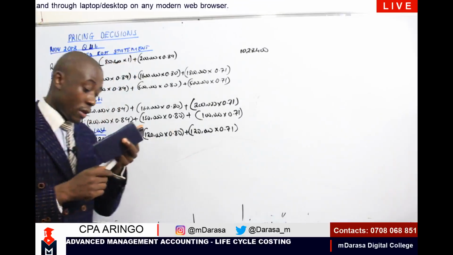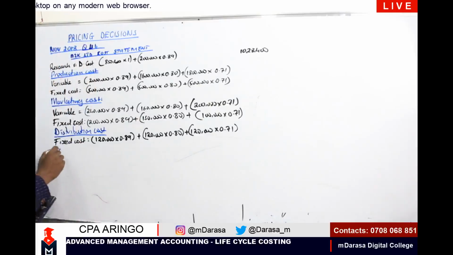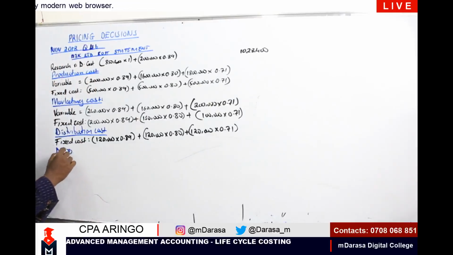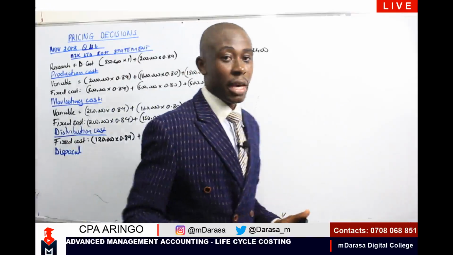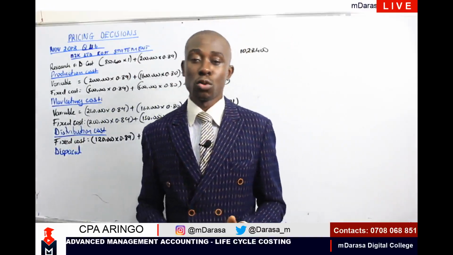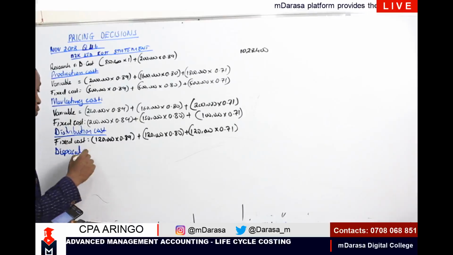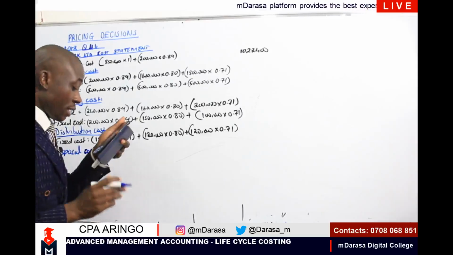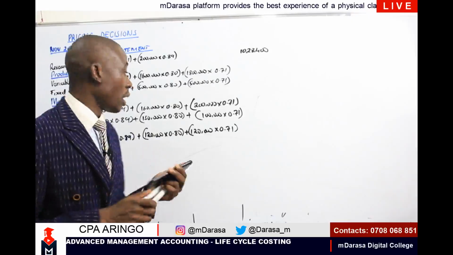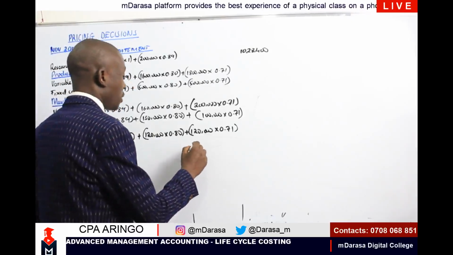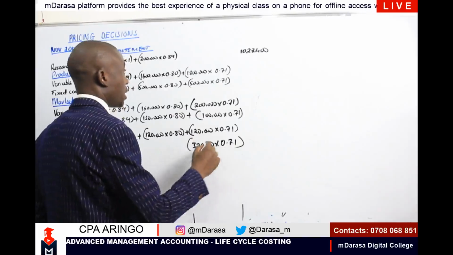Then the last cost given is the disposal of special equipment. So I'm having disposal cost. Remember, amongst the stages or phases of the life cycle, we talked of the end of life, and for end of life we talked about disposal costs. For disposal cost, we are given 300,000 in year 3, so we multiply by 0.71 because that was in year 3.